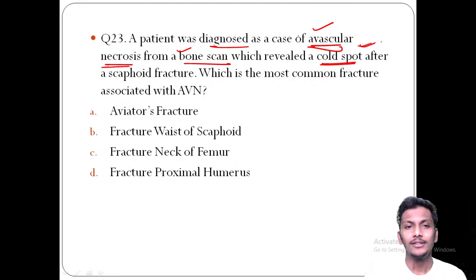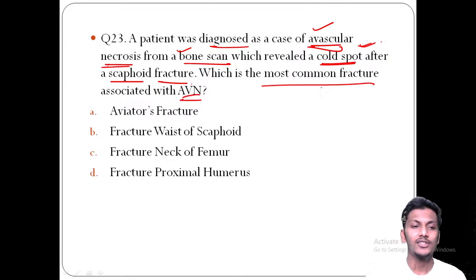So after what has this avascular necrosis happened? After a scaphoid fracture, which is the most common fracture associated with avascular necrosis. Usually these types of questions are coming now. First, they give all these details, which are useless. What is their actual question? So which is the most common fracture associated with avascular necrosis?